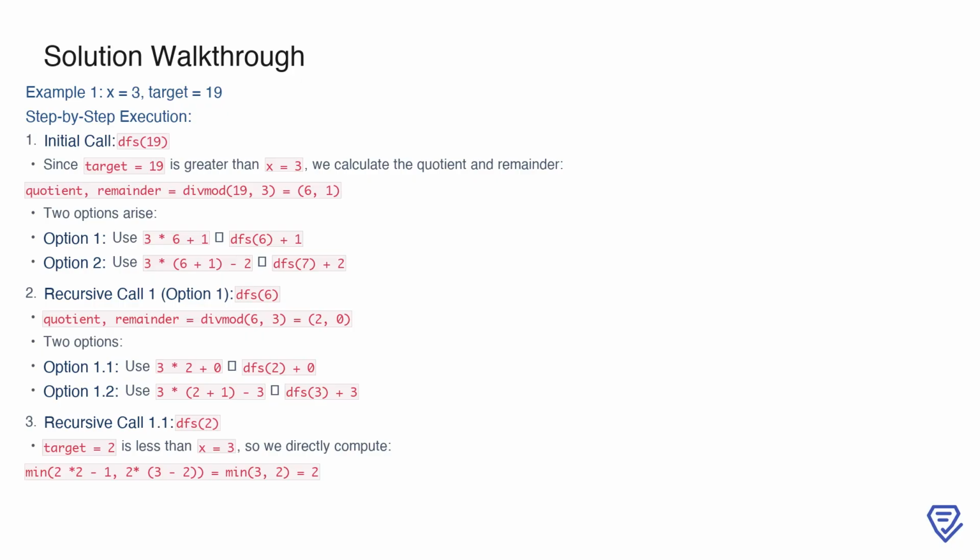Now, for the first recursive call, DFS(6), we again compute the quotient and remainder when dividing 6 by 3, resulting in a quotient of 2 and a remainder of 0. This gives us two suboptions. The first is to express 6 as 3 * 2 + 0, leading to DFS(2) + 0, and the second is to express it as 3 * 3 - 3, leading to DFS(3) + 3. Next, for DFS(2), since 2 is less than x, we directly compute the minimum of two possibilities, 2 * 1 and 3 * 2 - 2. This results in a minimum cost of 2 for DFS(2).